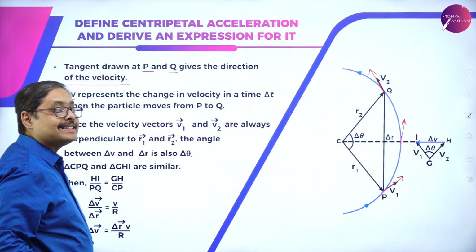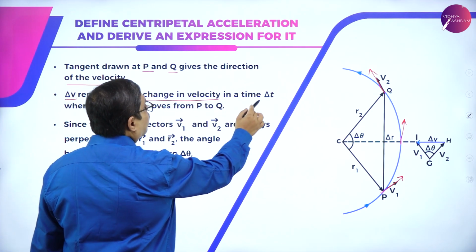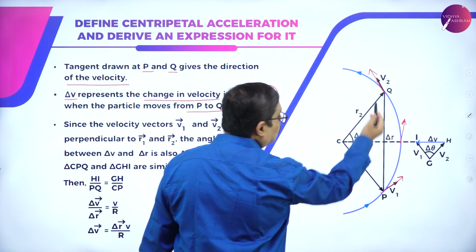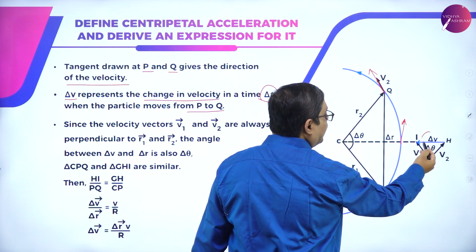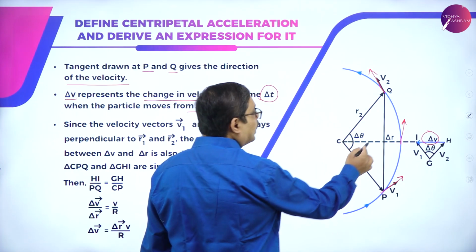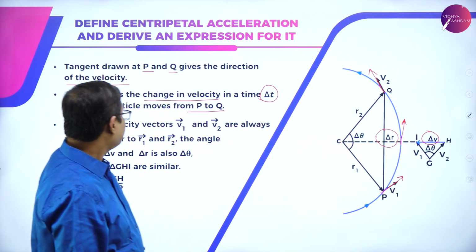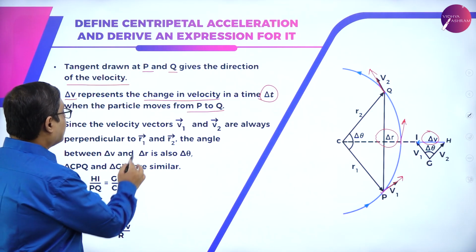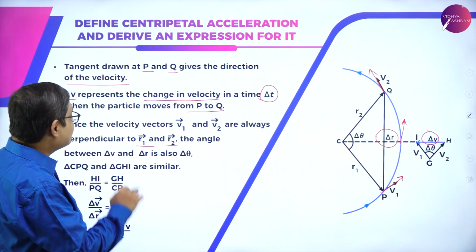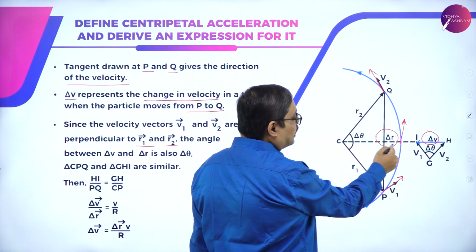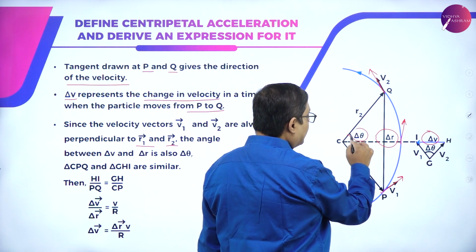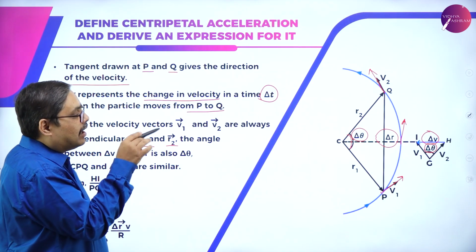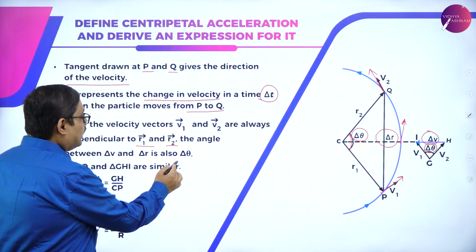Let delta v represent the change in velocity for a time delta t when the particle moves from P to Q. The change in position is represented by delta R. Since the velocity vectors V1 and V2 are always perpendicular to the position vectors R1 and R2, the angle subtended by delta V and delta R will remain as delta theta, because V1 is perpendicular to R1 and V2 is perpendicular to R2.